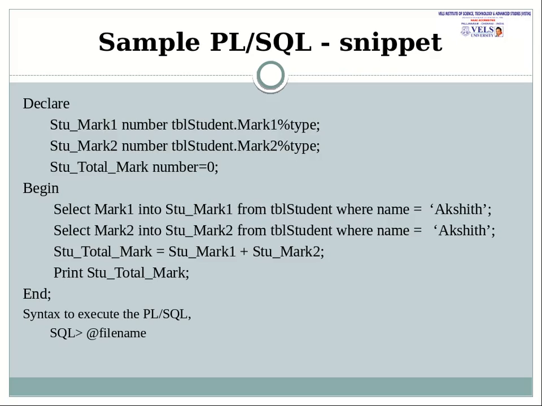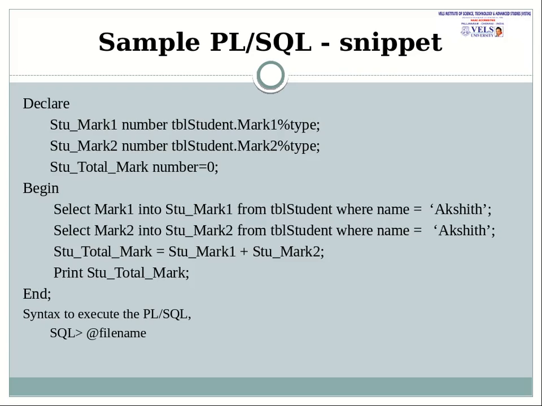And another initialization variable is student total mark, which is equal to 0. That is the student total mark, initially 0. And this section begins the body section. Here we compare the two marks for the student named Akshit. Adding these two marks, we will get the total marks.